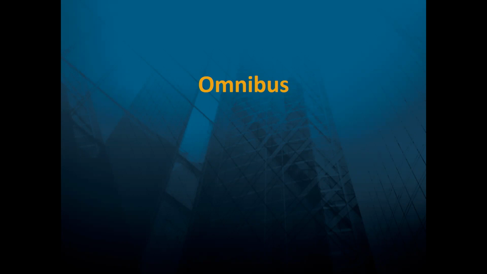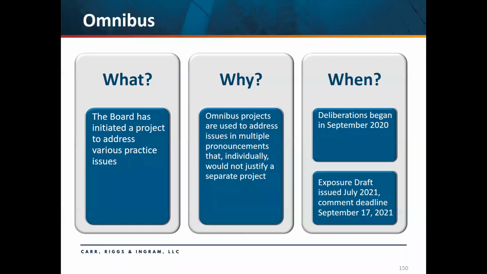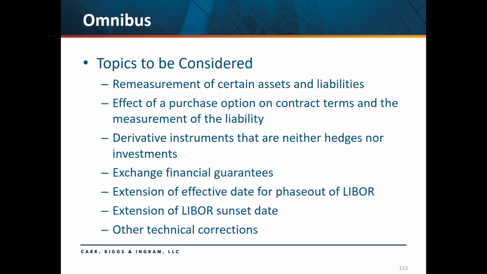Okay, last couple ones here, and we'll go quick. I know there's a lot. There's a new omnibus coming out. There's an exposure draft that was issued in July 2021. And again, just like the previous Omnibus 2020, this one is used to address multiple pronouncements. It's really, again, not a specific project. If you just move forward on the topics to be considered, there are some remeasurement items of certain assets, liabilities, purchase options. There's not a ton in here. So the comment period is really in about 10 days from now.